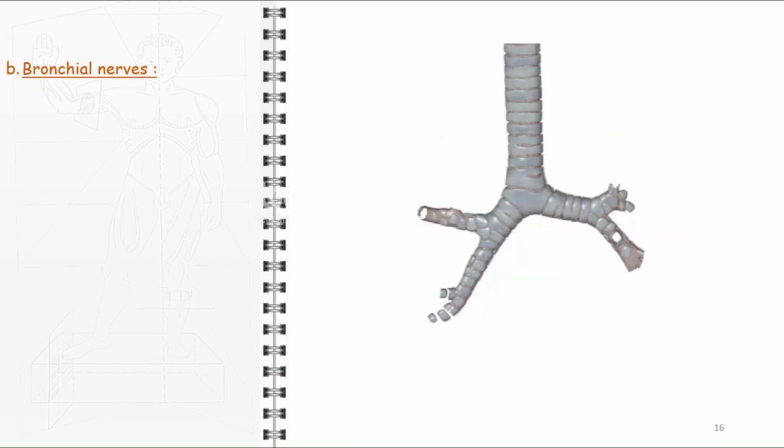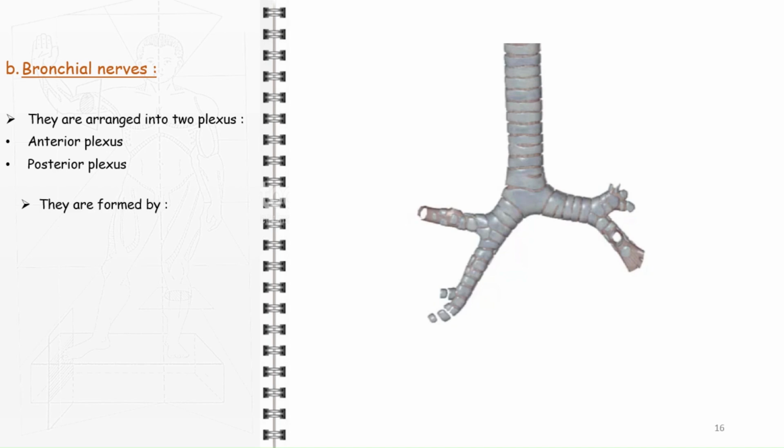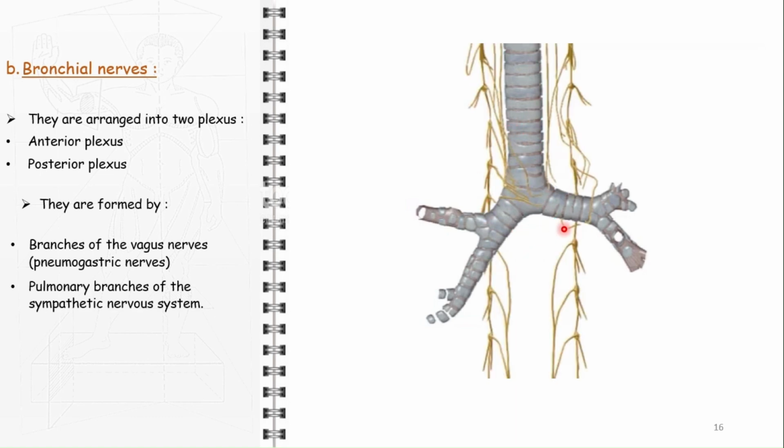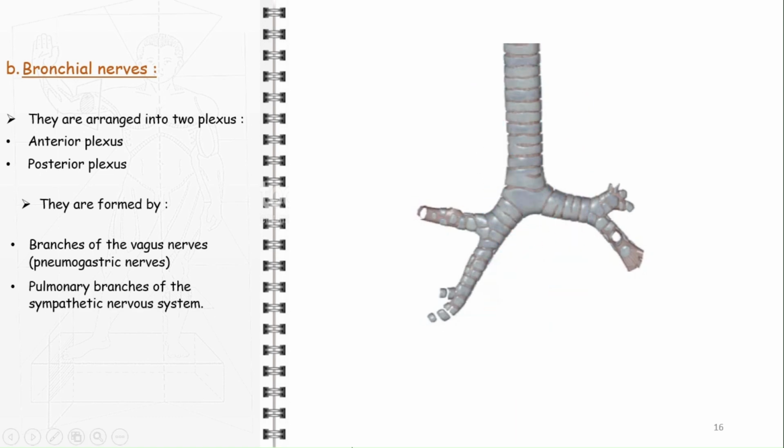With this in mind, let's continue with the bronchial nerves. The bronchial nerves are arranged into two plexuses, an anterior plexus and a posterior one. They are formed by branches of the pneumogastric nerves and pulmonary branches of the sympathetic nervous system.